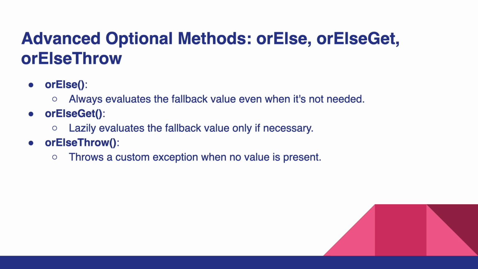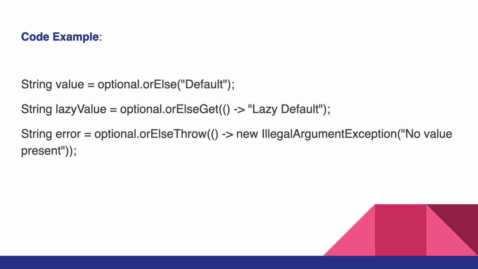orElseThrow. Use this method when you want to throw an exception if there is no value present in the Optional. Check this code example for your better understanding. These distinctions between the orElse method and the orElseGet method can be subtle yet crucial optimizations in performance critical code.